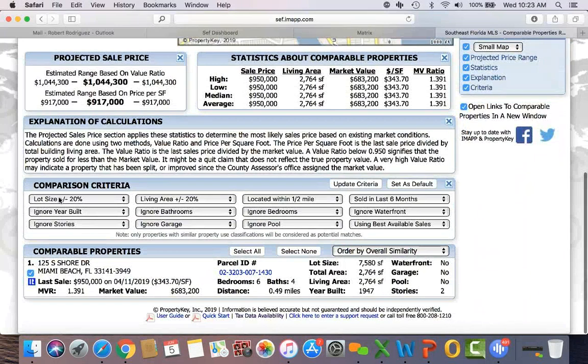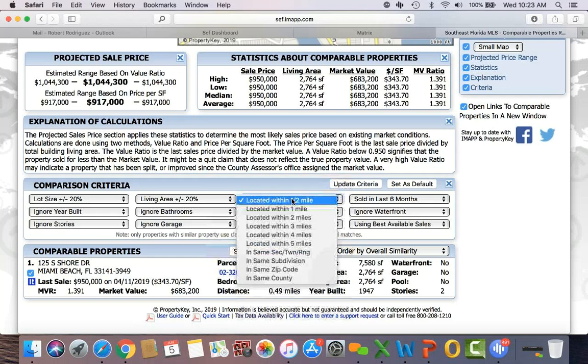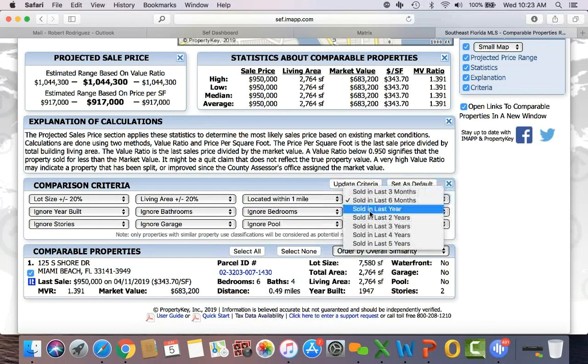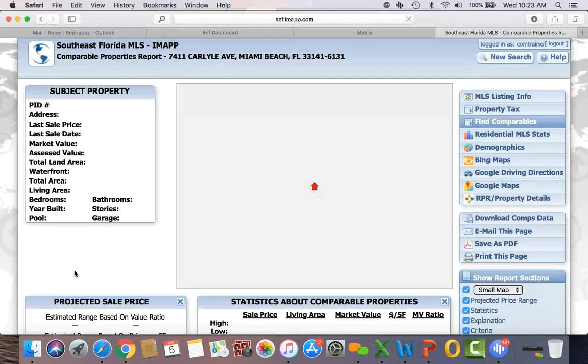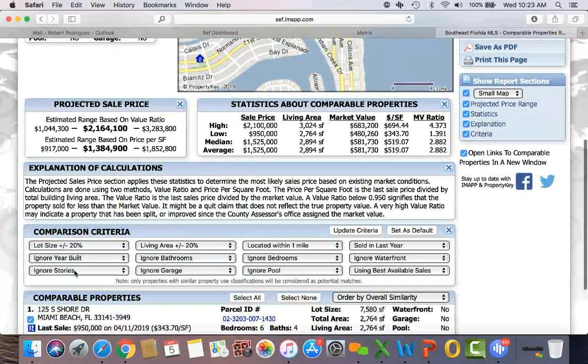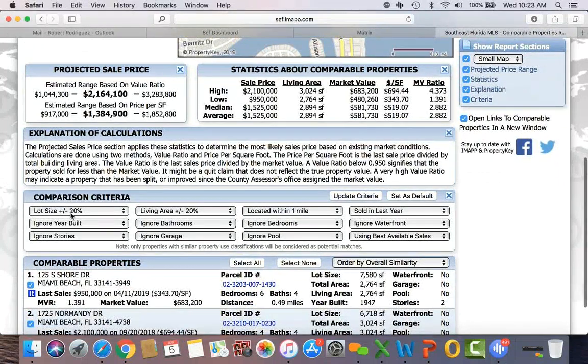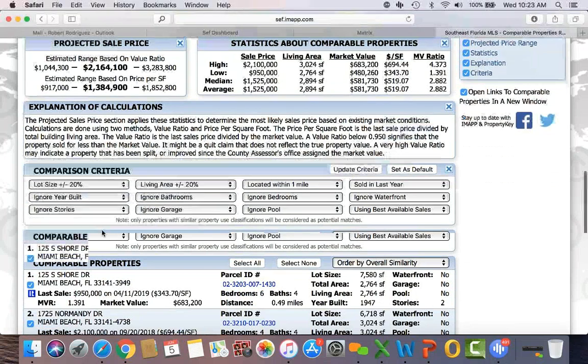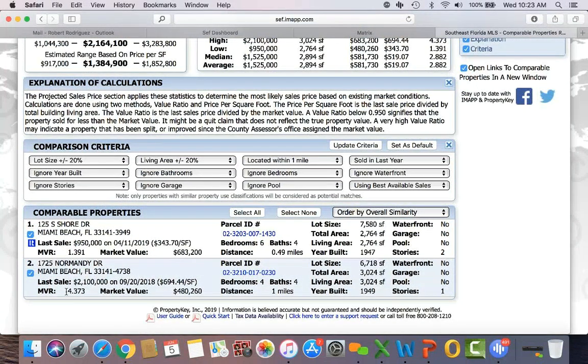We're going to then adjust our criteria to be somewhat like this: 20% difference in lot sizes and a 20% difference in living area size. Now, as far as location, we want to go ahead and do 1 mile, and we want to do 1 year, and we are going to hit Update Criteria. Now, by updating the criteria, we're looking at the criteria of 20% difference in lot size and living area, within 1 mile, 1 year, and we were able to find 2 comparables.